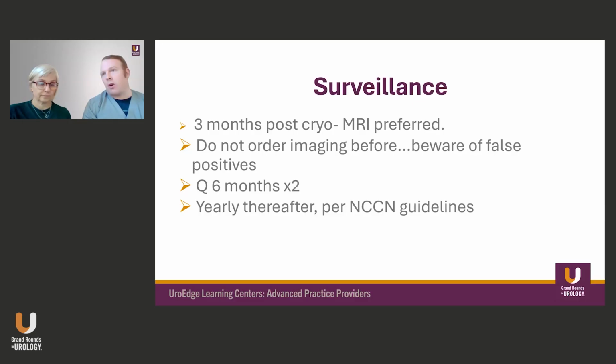If the patient already has an oncologist, it's important that we talk to them and get on the same page about when the imaging is being done. Okay. And I basically do a 3-month scan after, and then I do it every 6 months twice, and then yearly after that, just following the NCCN guidelines, the National Comprehensive Cancer Network. Yeah. Okay.